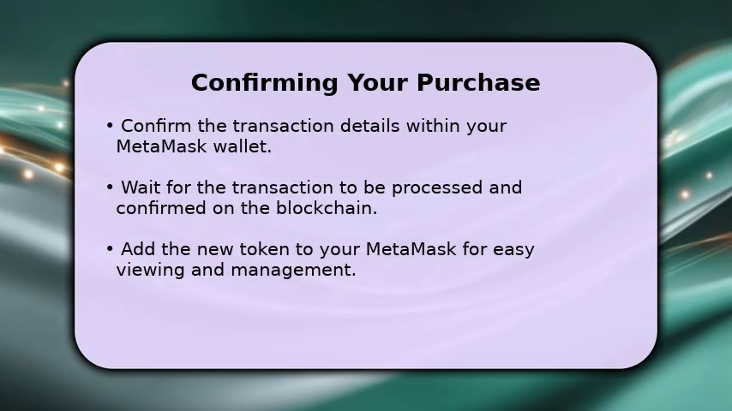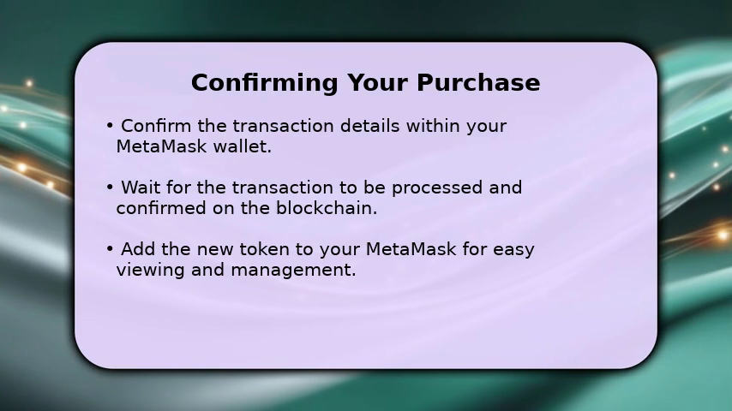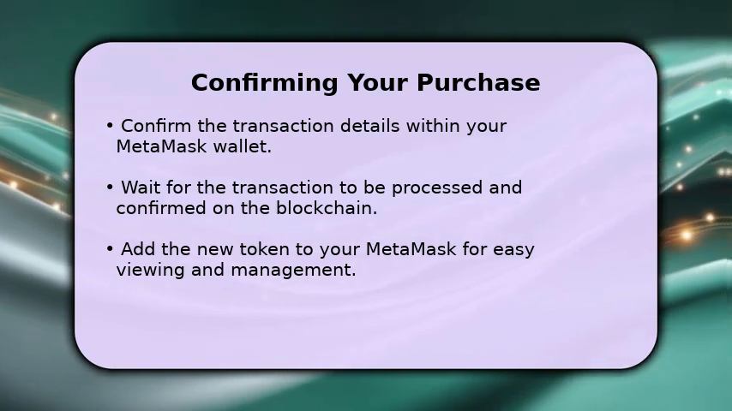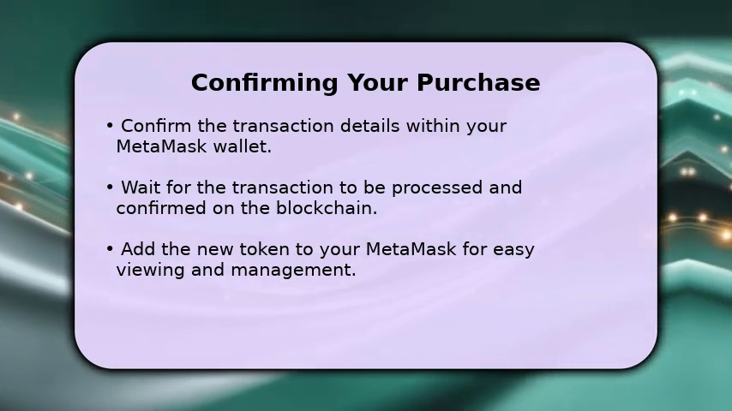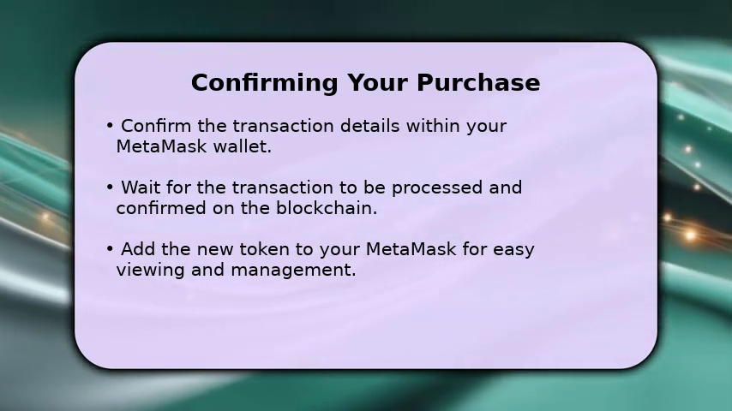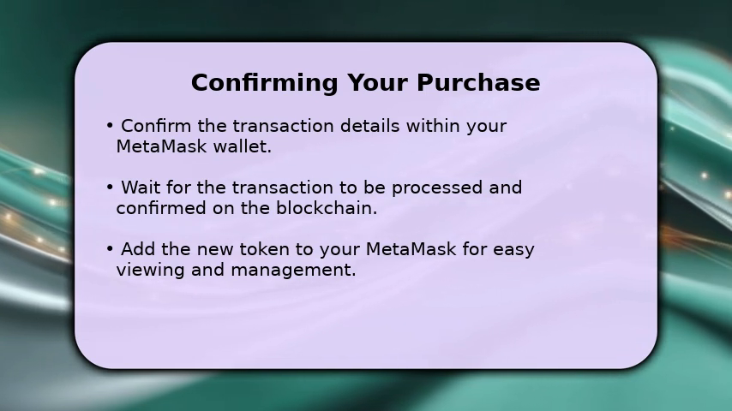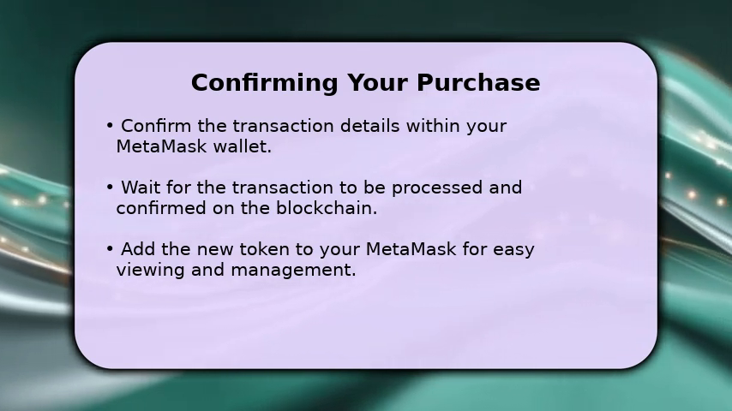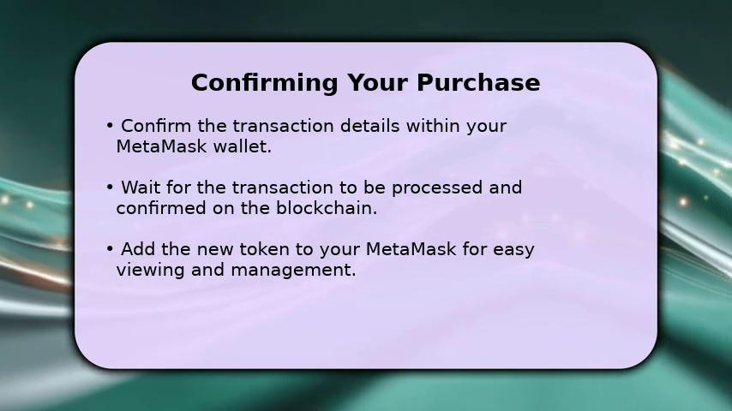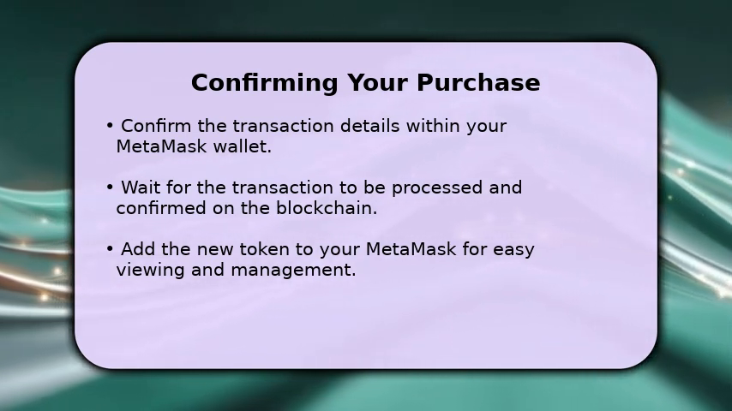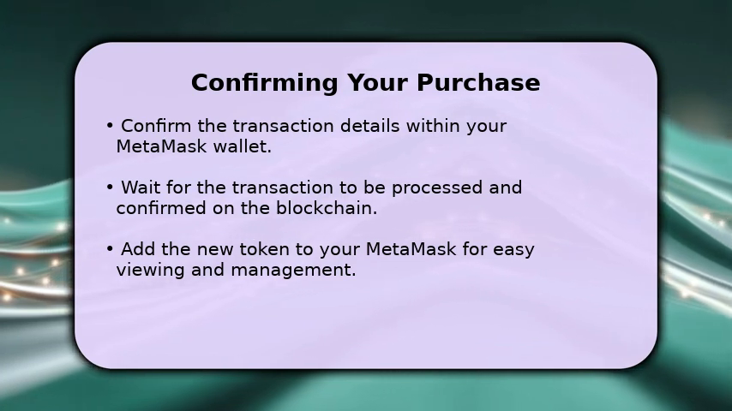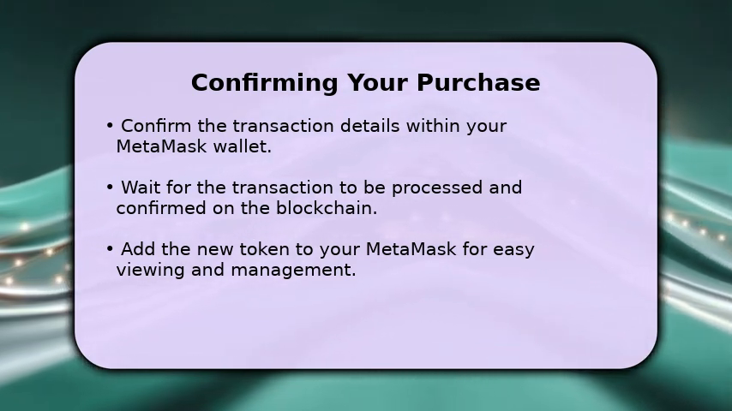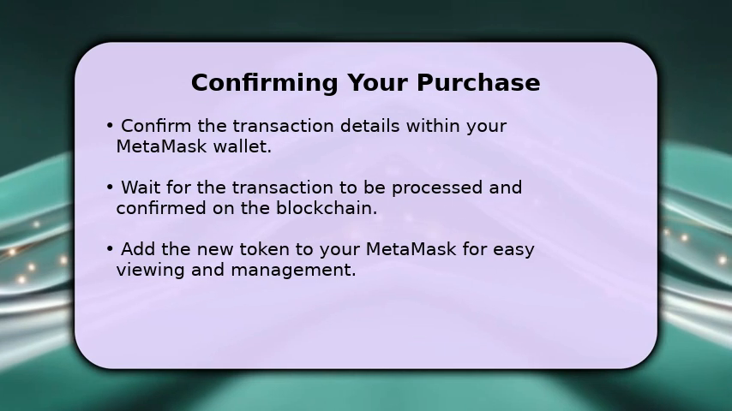After initiating the swap, a MetaMask pop-up will appear. Carefully review the gas fees and the total amount. Confirm the transaction. Once confirmed, the blockchain will process your request, which usually takes a few moments. Finally, add the newly acquired token to your MetaMask wallet using its contract address so you can easily see your balance. Congratulations on your purchase.